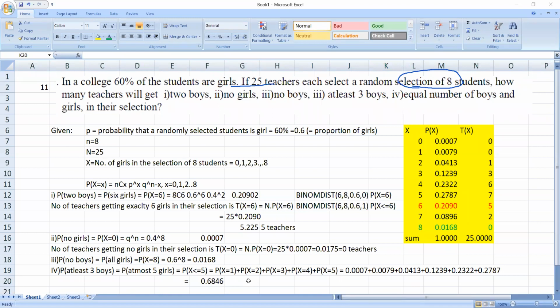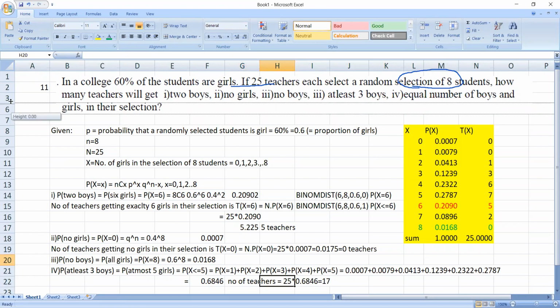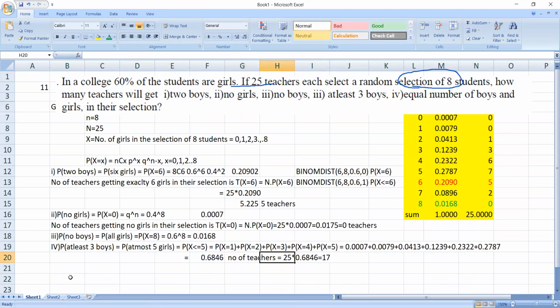Next one, equal number of boys and girls. So X equals 4, sir. If 8 people are selected, to have an equal number of boys and girls, x is equal to 4. Go on to the next one.